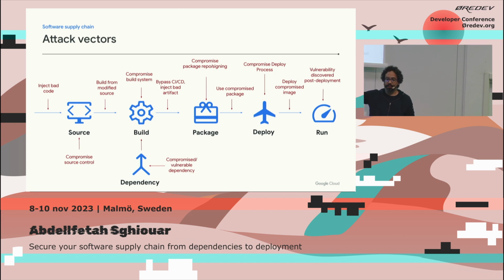Typically, a CI/CD system is under the responsibility of multiple people, multiple teams, and it takes only one mistake to do the wrong thing. You could start by injecting bad code.